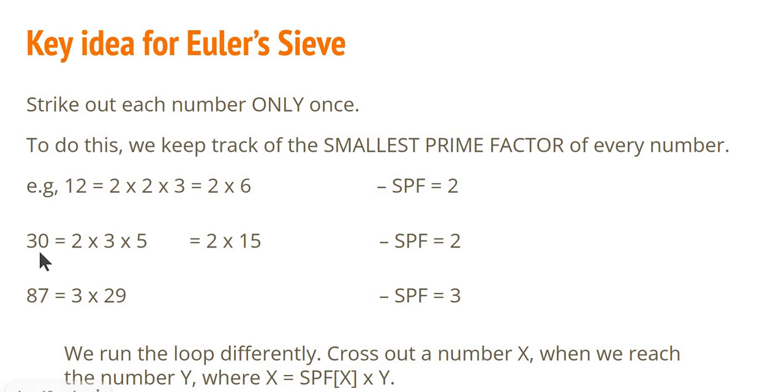Likewise, look at 30. Previously, I would have crossed it at 2, 3, 5, all of them. Now, I'll not cross it at those. I'll in fact cross it when I get to 15, because again, 30 divided by SPF of 30 is 15. Likewise, for 87, I would cross it when I reach a multiplier of 29, because again, 87 by 3 is 29. Let's see this visualized and then we'll come back to write the code for this. Very interesting, I would say.